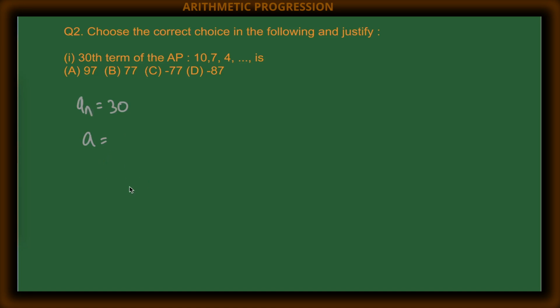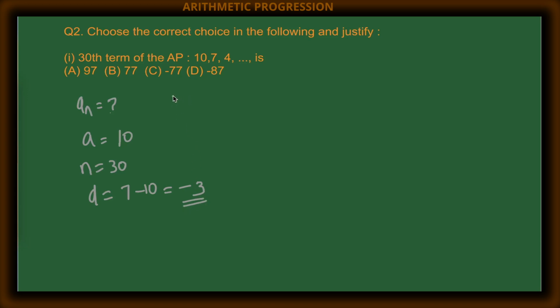Let's try to find it. An we need to find. So a is given, yes. What is a? A is 10. Is n given? N is 30. Do we have the difference? Yes, we have the difference. What is the difference here? 7 minus 10 is equal to minus 3. So d is minus 3 here.